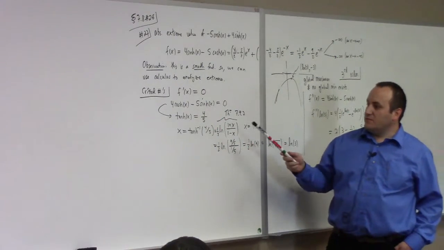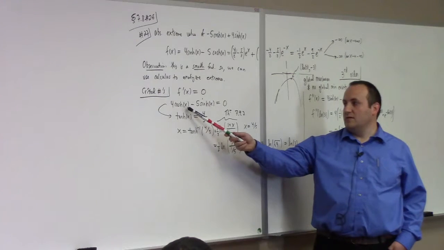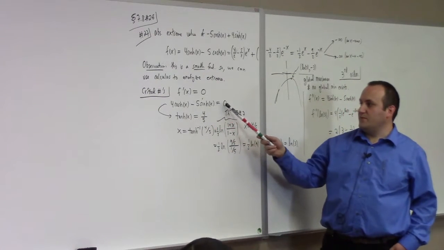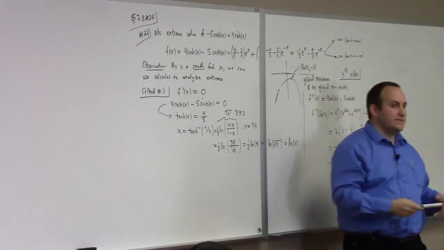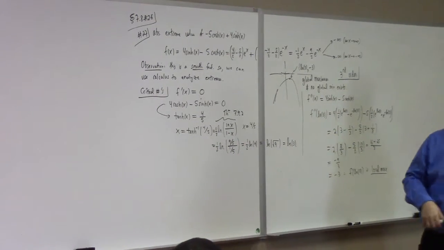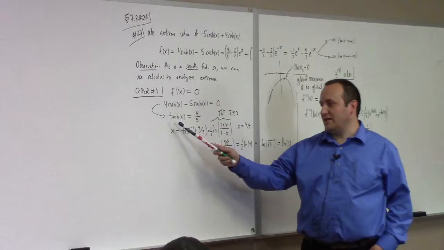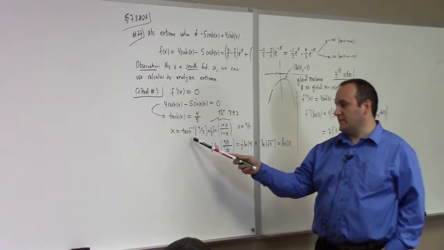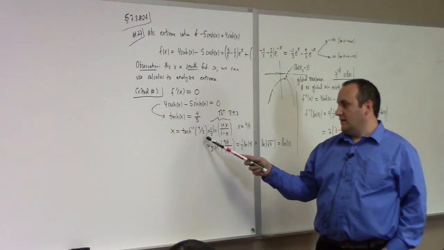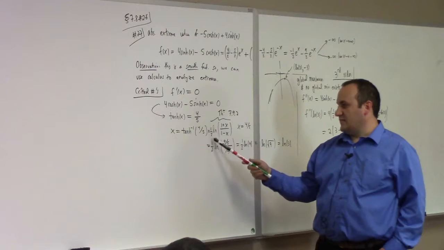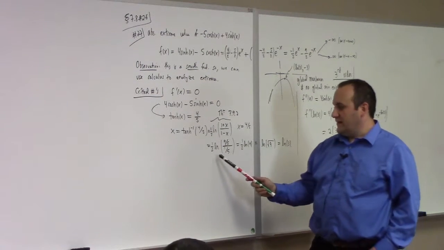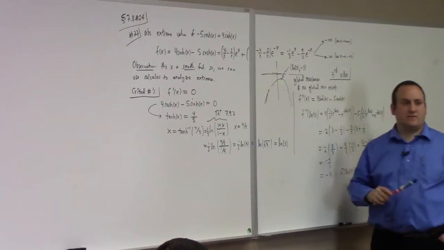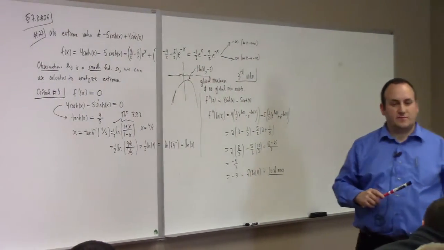F prime of x equals 0 gives me 4 cosh minus 5 sinh equal to 0, which gives me hyperbolic tangent equals 4/5. All right. And then I take the inverse hyperbolic tangent of both sides. That gives me x is equal to inverse hyperbolic tangent of 4/5. But there's this lovely formula that says that's 1/2 the natural log of (1 plus x) over (1 minus x) with x equal to 4/5. And you simplify that, and you get the natural log of 3, which is pretty nice.